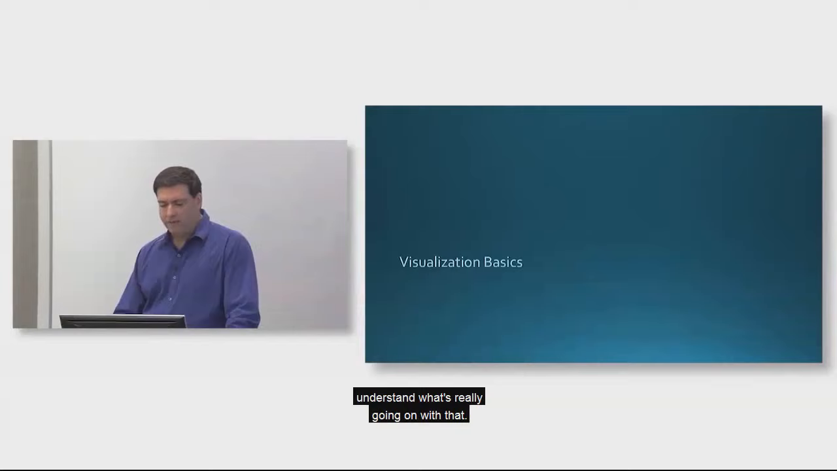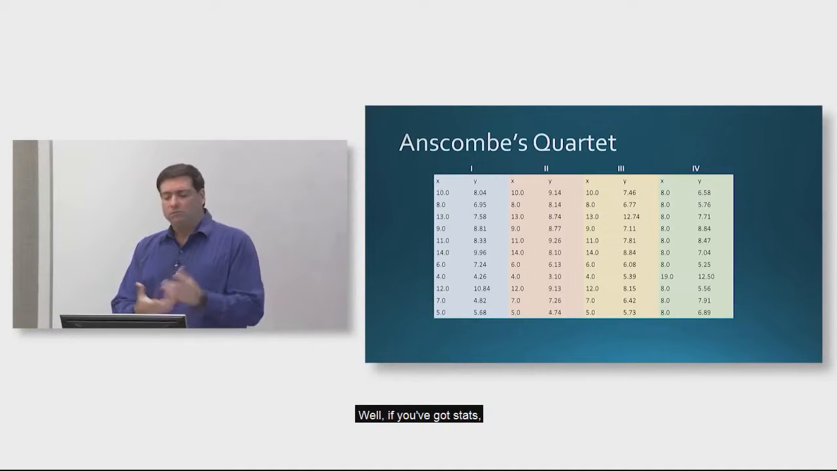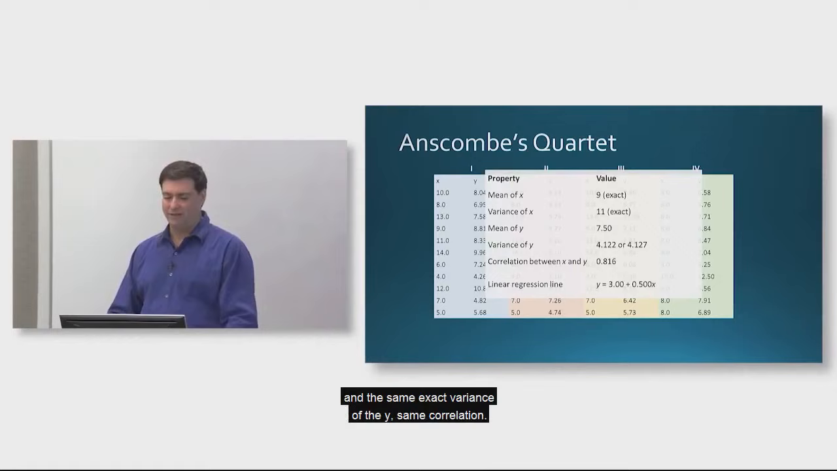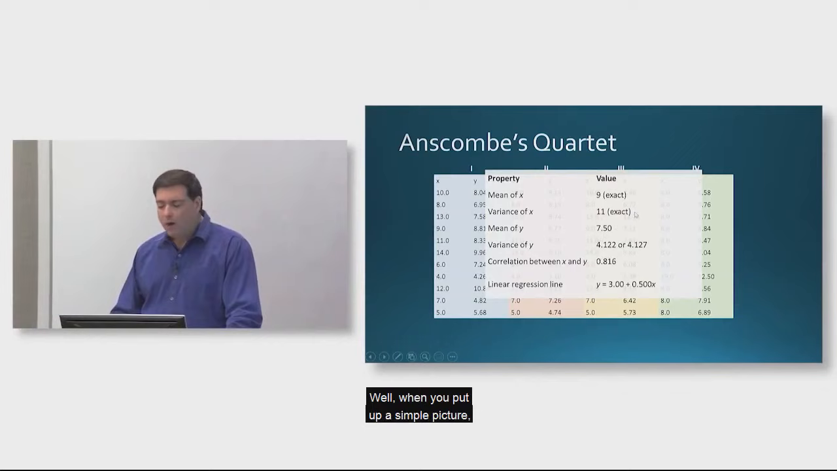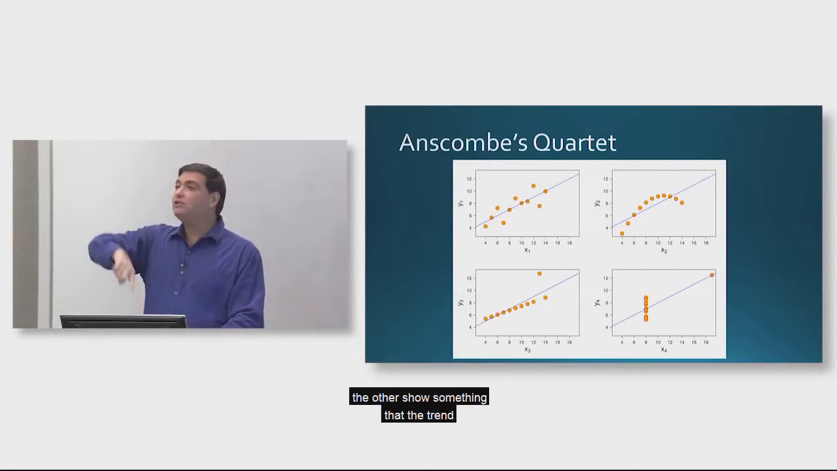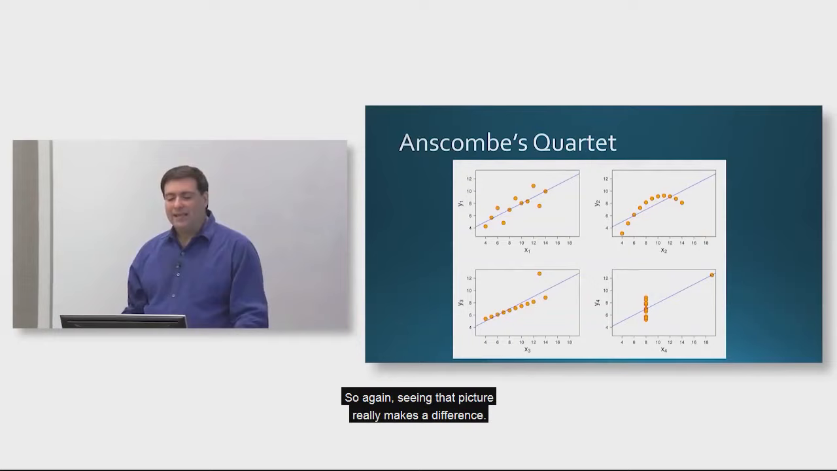Here are some basics. A lot of people say, okay, I've seen tables of numbers, I've got stats, why do I need a picture of this? Well, if you've got stats, you might know things like, here's a table of numbers. It happens that all of these groups have the same exact mean, the same exact variance of X, the same exact variance of Y, and the same correlation. What else do I need to know? Well, when you put up a simple picture, you can see each of these pictures is very different. One shows a trend moving upwards with a little bit of variation. Another shows something going upwards and then downwards. One shows a very exact trend with one single outlier. And the other shows something that's really all around one number, with one outlier.